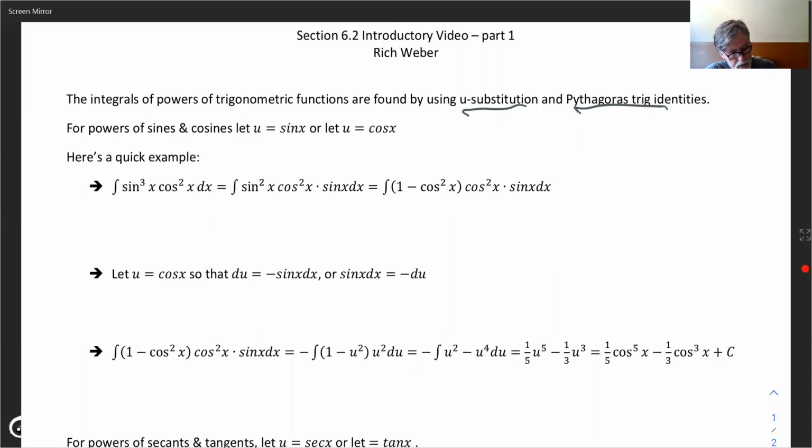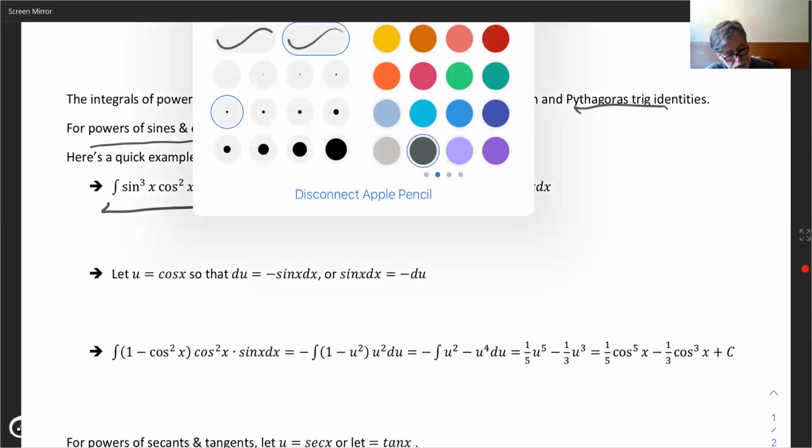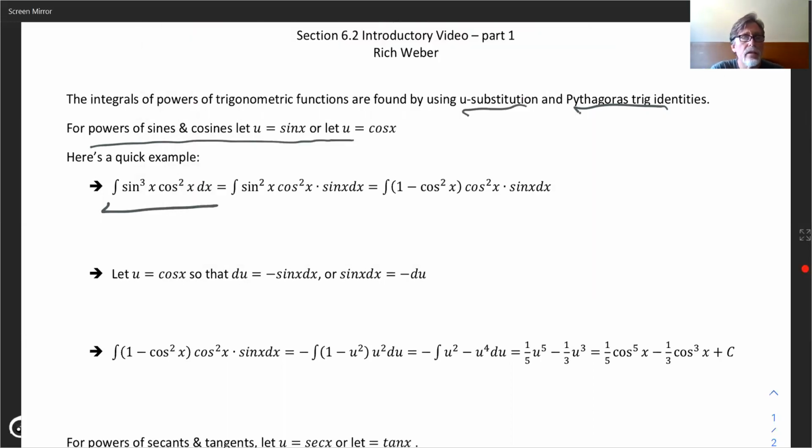For powers of sines and cosines, you typically let u equals sine of x or u equals cosine x. In fact, you can teach this in Calc 1 pretty handily. It's not a problem. You just had so much to cover. So the example we'll look at is if someone says, hey, integrate sine cubed of x times cosine squared of x.